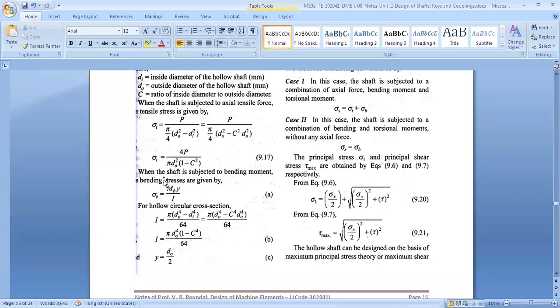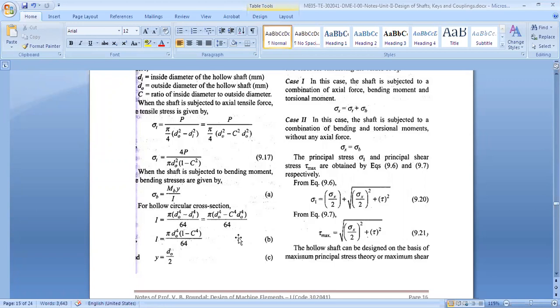Now C is less than 1, so this factor will always be less than 1. And just because it is in the denominator, your sigma t will be more. For the same outside diameter, sigma t is more for the hollow shaft because C is less than 1 and whatever is in the bracket will be less than 1. So sigma t is more, right?